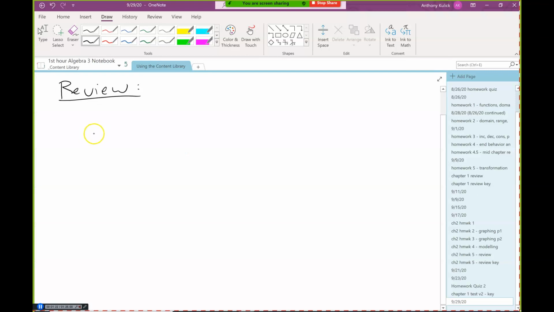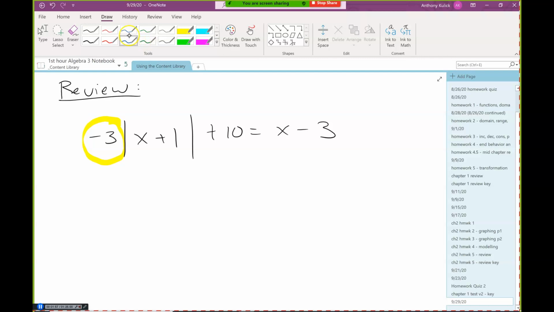So on the test, we'd have something that might look like this, right? This looks like a familiar kind of problem that we would have seen. One of the things that I saw on a regular basis is when people were trying to remove this negative 3, I saw a lot of students attempting to add this to both sides. That's not the correct step to do there.